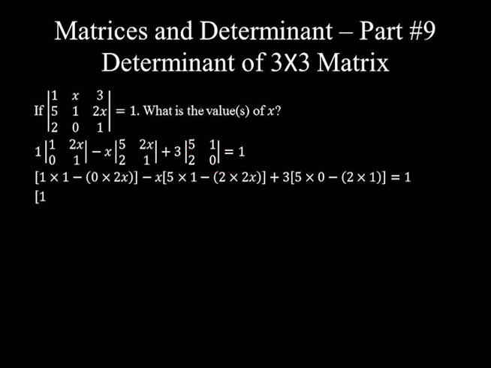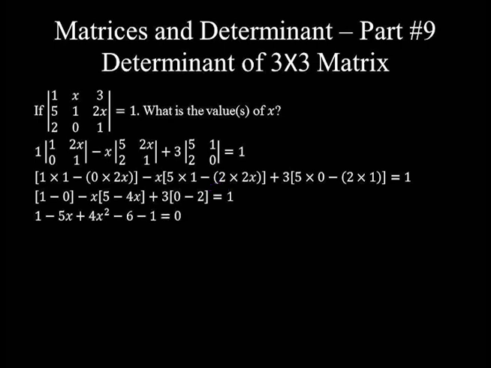1 times 1 is 1, minus 0 times 2x is 0, minus x times (1 times 5 is 5, minus 2 times 2x is 4x), plus 3 times (5 times 0 is 0, minus 2 times 1 is 2), which is equal to 1. 1 minus 0 is 1, minus this x outside the bracket multiplies every term inside the bracket. That's x times 5 is 5x. Negative x times negative 4x is plus 4x squared. 0 minus 2 is negative 2. 3 times negative 2 is negative 6. Taking this 1 to the left of the equality sign gives us negative 1, which is equal to 0.